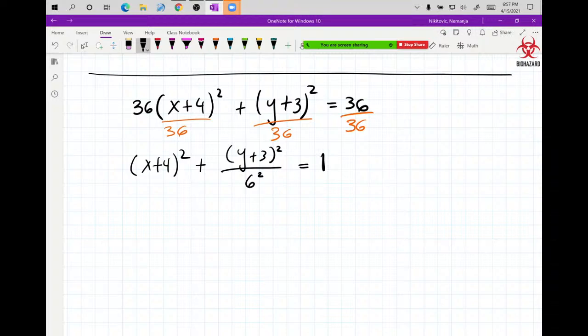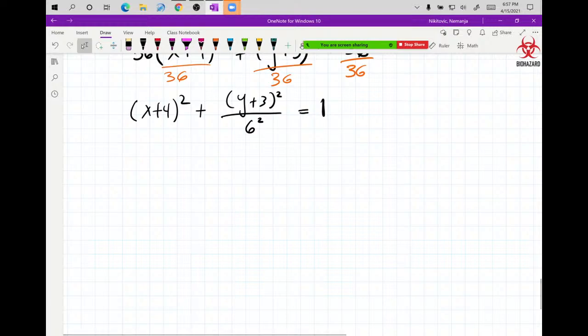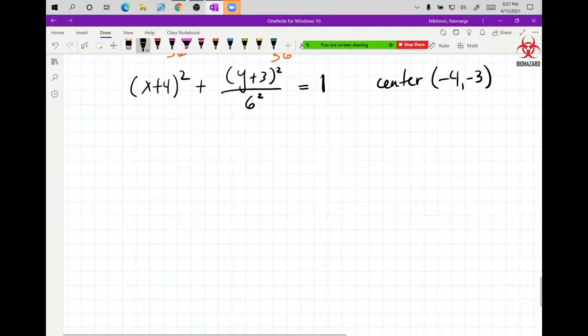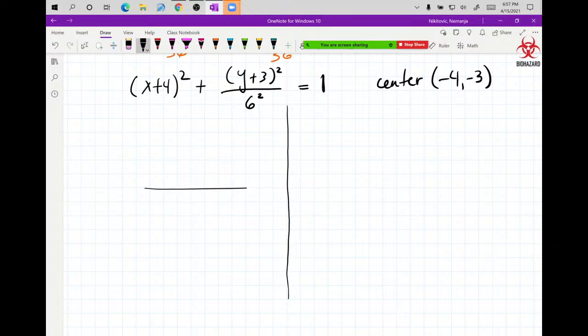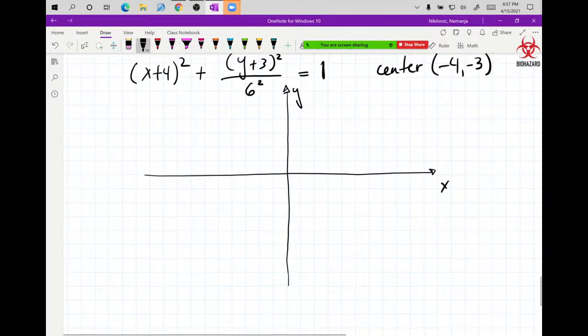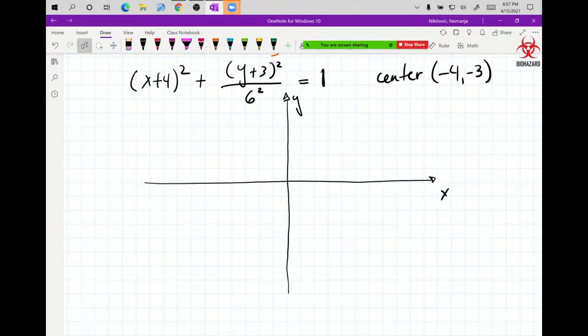And because it looks like an ellipse, we can quickly graph it. We know exactly how. Center is at -4, -3. On the XY coordinate system, -4, -3: 1, 2, 3, 4, 1, 2, 3. So this is where the center is.